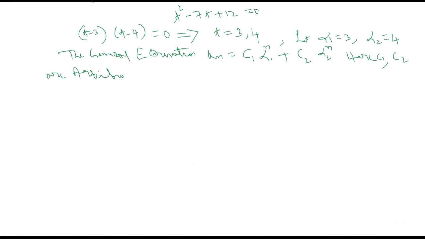Arbitrary constants. So a_n equals C1 times alpha 1 to the power n plus C2 times alpha 2 to the power n. Alpha 1 is 3, so 3 to the power n, and alpha 2 is 4, so 4 to the power n. This is equation number 1.